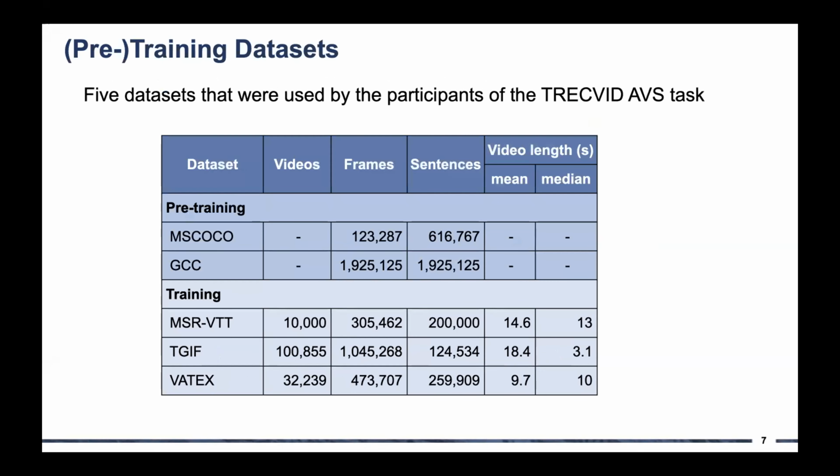As for the training and pre-training datasets, five datasets were used by participants of the TRECVID AVS task. The MS COCO and the GCC are image data. We use both for pre-training, and the rest are video data. We use those three for training.